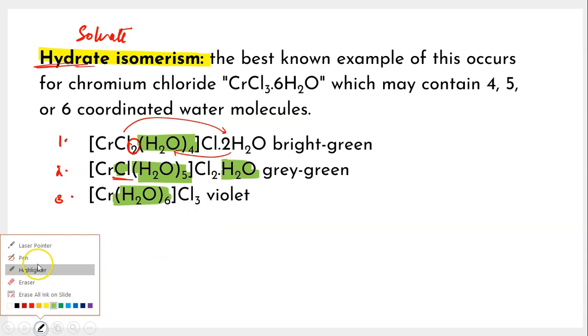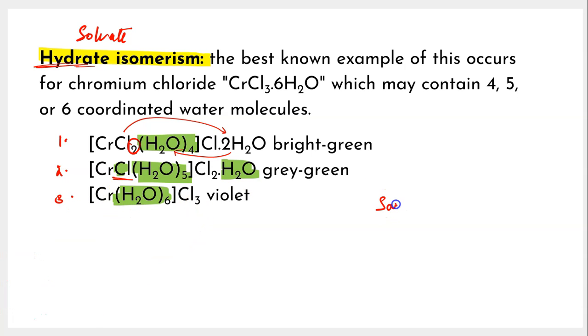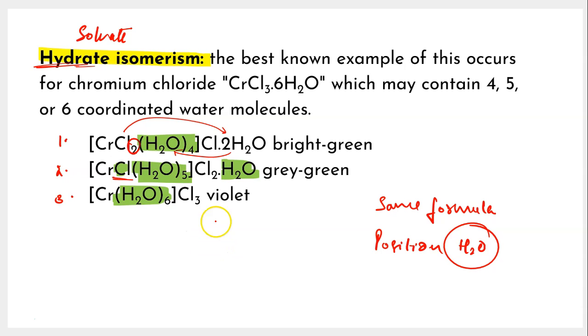So when you look at these 3 structures, they do have the same formula. There's no difference in the formula, but the only point of difference between them is the position of the H2O molecules. The number of H2O molecules in the first structure is not equal to that of the second structure and that of the third structure. So the number of H2O molecules in the coordination sphere is what is changing.